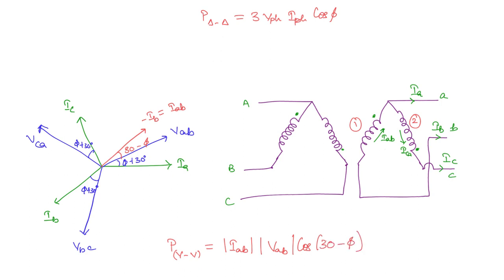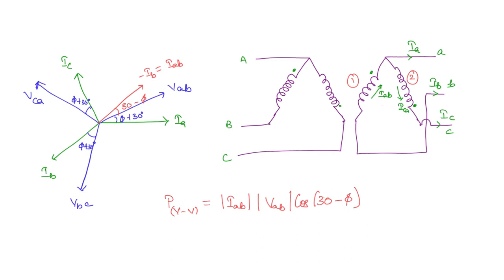This is the first transformer. What about the second transformer? The voltage across this is VCA and the current is ICA. So if you write mod ICA, mod VCA, what is the phase between these two? Now ICA is simply equal to IC. So this is IC in the phasor diagram and VCA is here. What is the phase between them? Phi plus 30. So you are going to get cos of 30 plus phi.